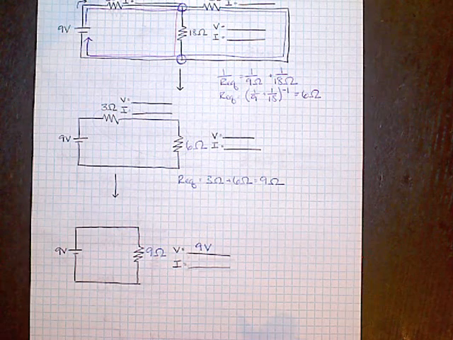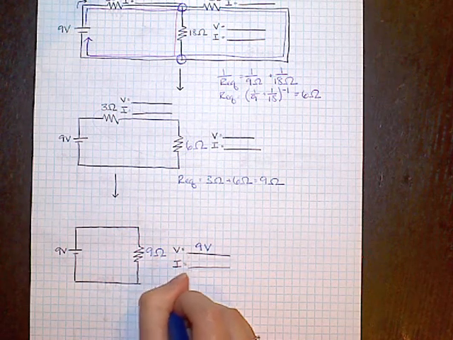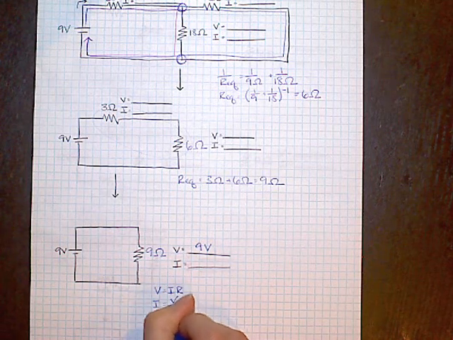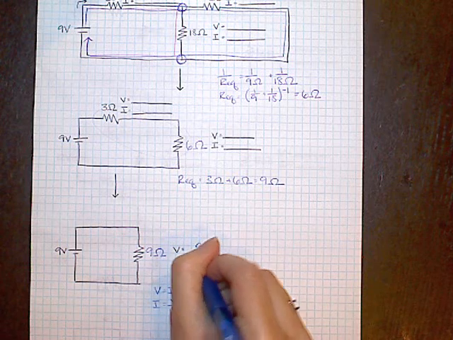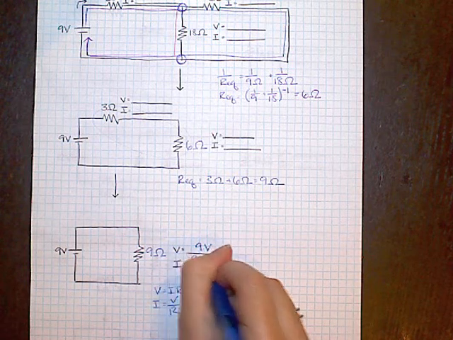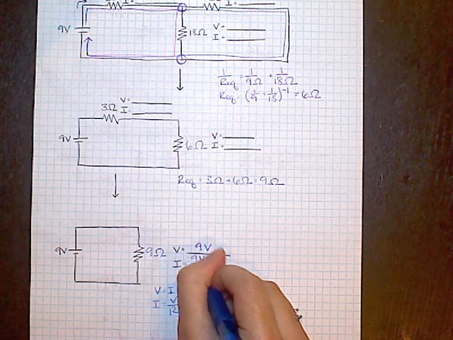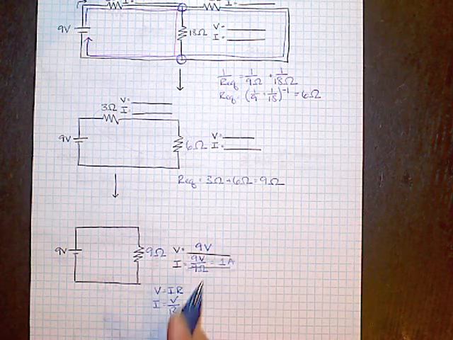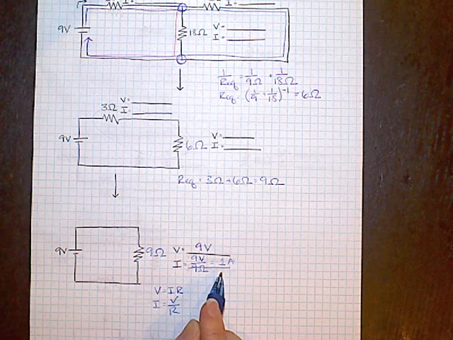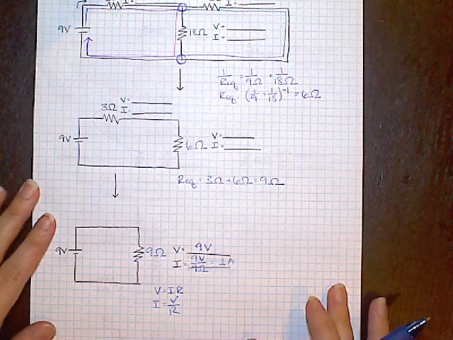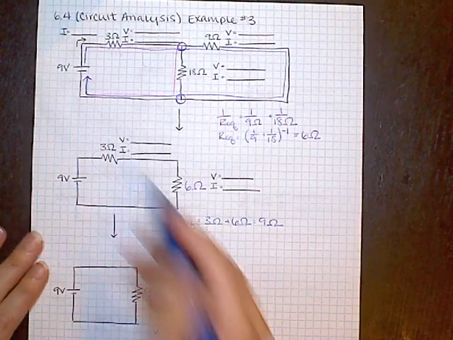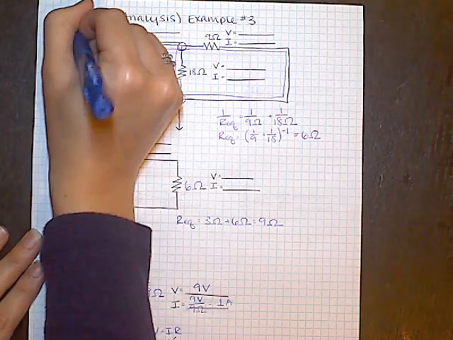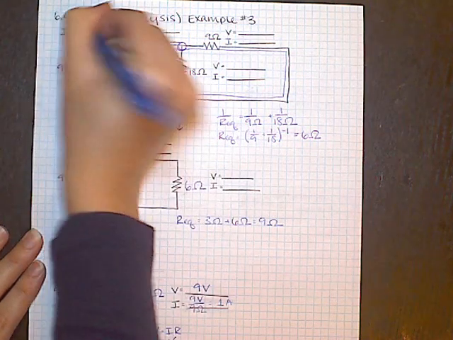And then I can solve for my current using Ohm's law. V equals IR, or in other words, I equals V over R. So the voltage for this resistor is 9 volts divided by the resistance, which is 9 ohms. 9 divided by 9, that's 1 ampere. And this tells me the total current for my entire circuit. So I can actually go back up to the beginning at this point, and right here where I have my total current drawn from the battery, I can fill in this 1 amp right there.